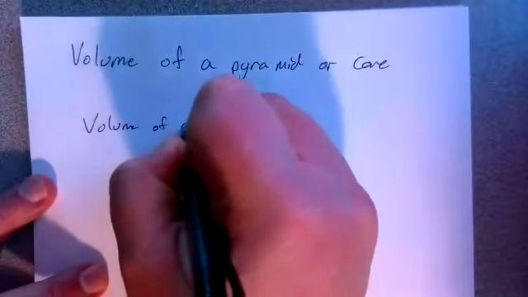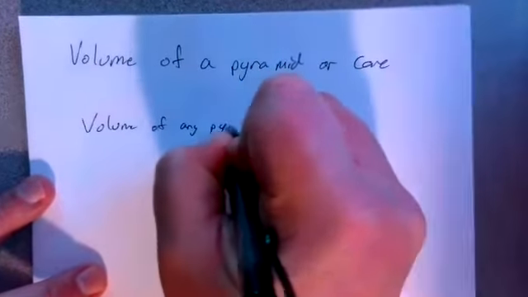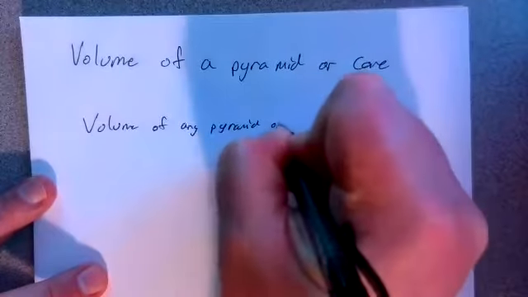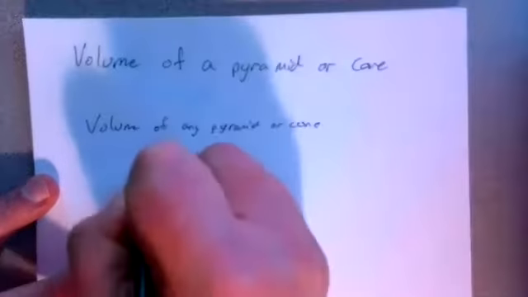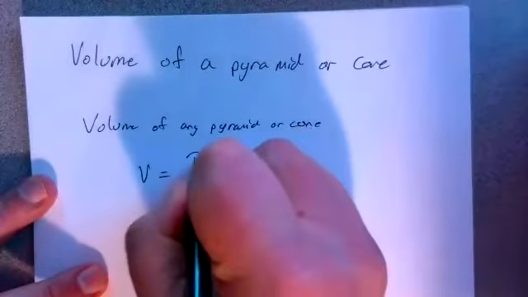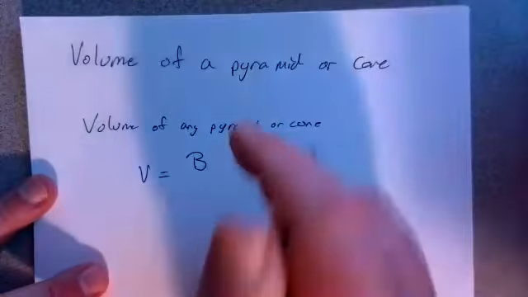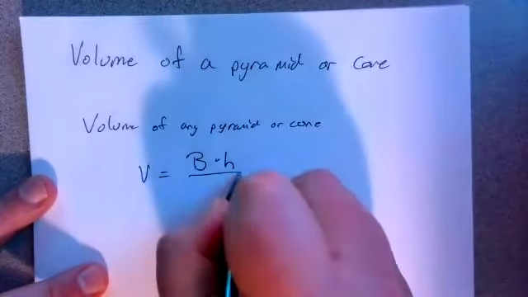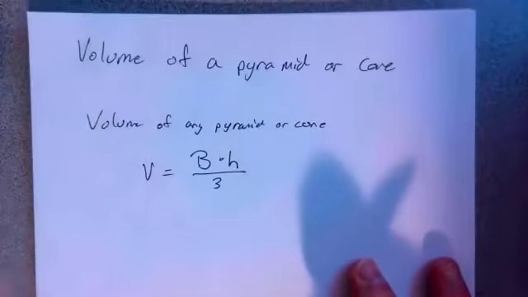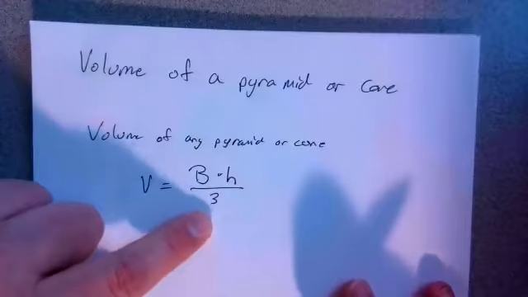All right, so the volume of a pyramid or cone. The volume of any pyramid or cone, the volume equals, and I'm going to put a big B there for area of the base, times the height divided by 3. The area of the base times the height divided by 3.